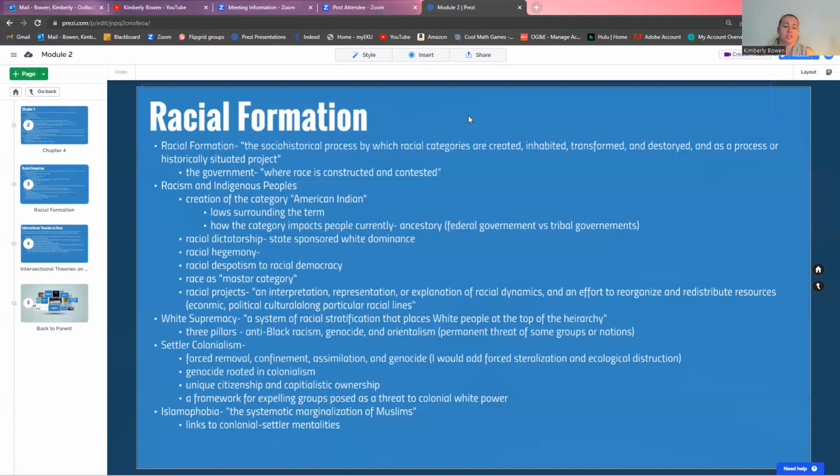All right, so white supremacy is just a system of racial stratification that places white people at the top of the hierarchy. And really, they talked about three pillars that are the most prominent in the United States. That being anti-Black racism, which is shown throughout our history extensively, all the way from slavery, etc. Genocide, which is really just talking about our relationship to Indigenous persons, but also might become a conversation in other ways as we move forward in our history, depending on which direction we go in. And Orientalism, which is that permanent threat of some groups or nations as a constant threat, somebody that might be at war with us.